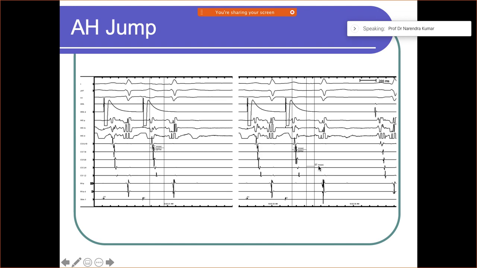So what is happening over here? There's an AH jump. More than 50 milliseconds is the AH jump. So it is quite predictive for AVN. Quite a lot, I'm saying 86%, because there are exceptions. EP is the field of exceptions. There are always exceptions, okay?